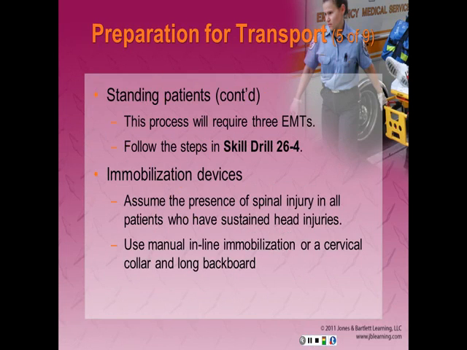Immobilization devices. During assessment, pain in the spine may be missed because of shock or because the patient's attention is directed to more painful injuries. Because any manipulation of the unstable cervical spine may cause permanent damage to the spinal cord, you must assume the presence of spinal injury in all patients who have sustained a head injury. Use manual inline immobilization or a cervical collar and a long backboard.